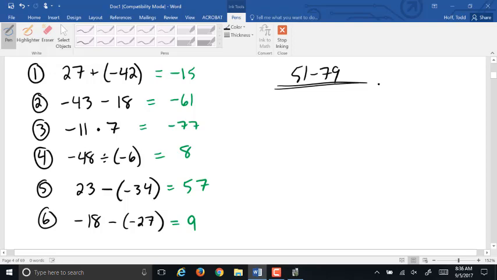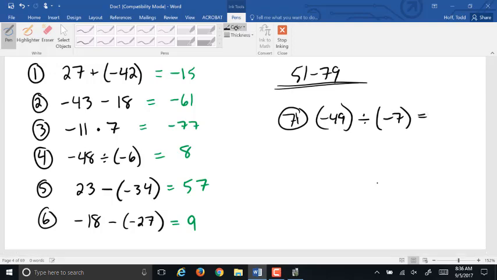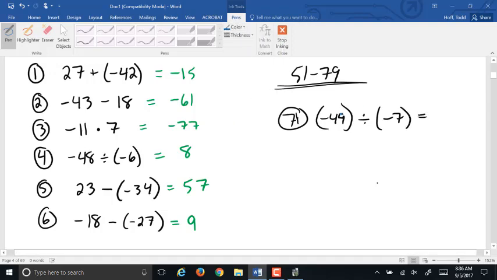So something like 71, we have negative 49. They just use the parentheses to make sure the negative goes with the number. Divide by a negative 7. All you have to do is a negative divided by a negative is going to be a positive. 49 divided by 7 is 7. So you can divide the numbers and treat the signs separately. Well, actually, not almost. You can treat the signs separately completely.